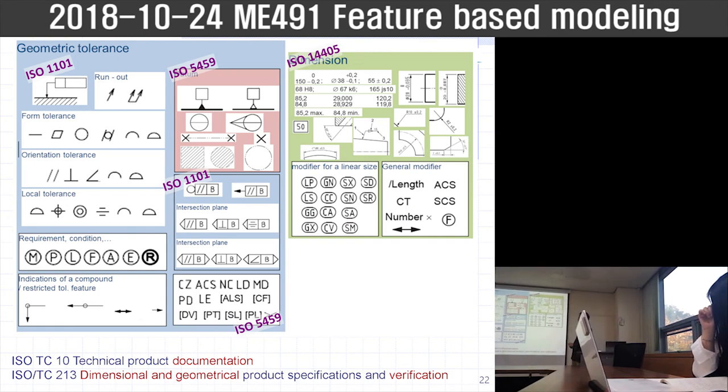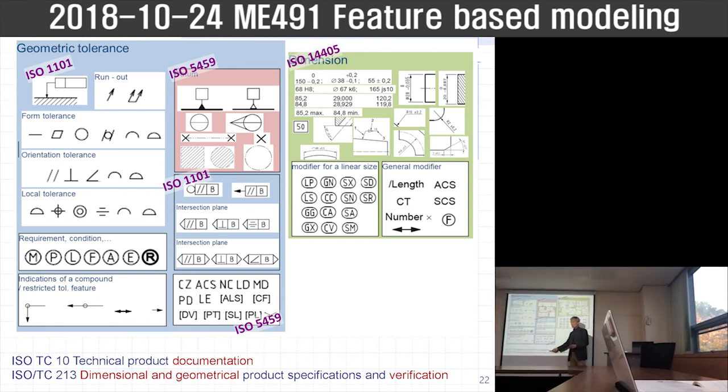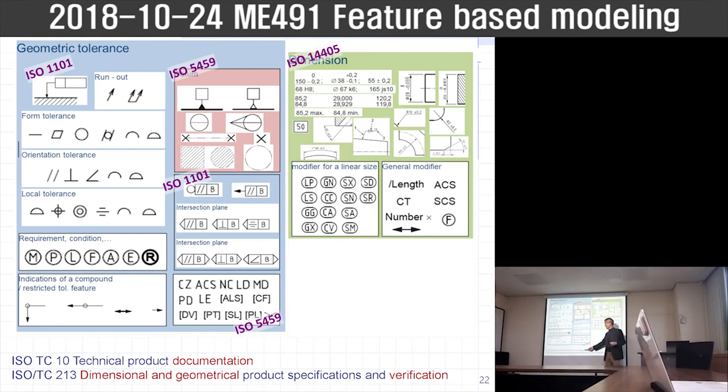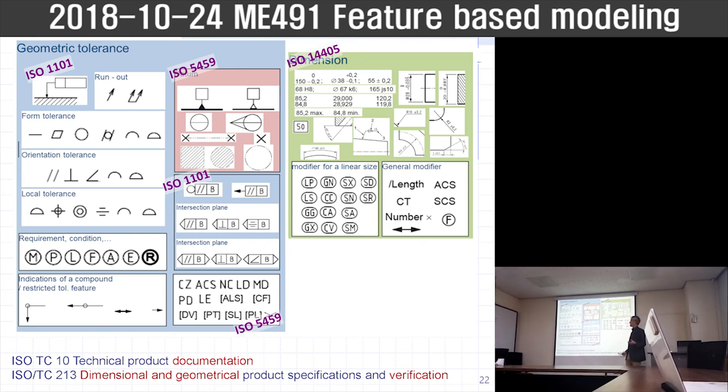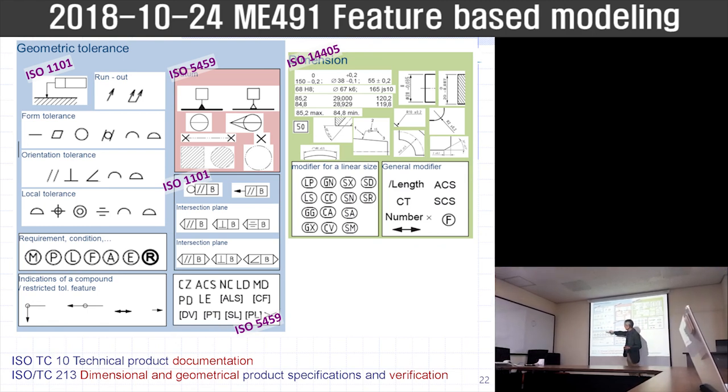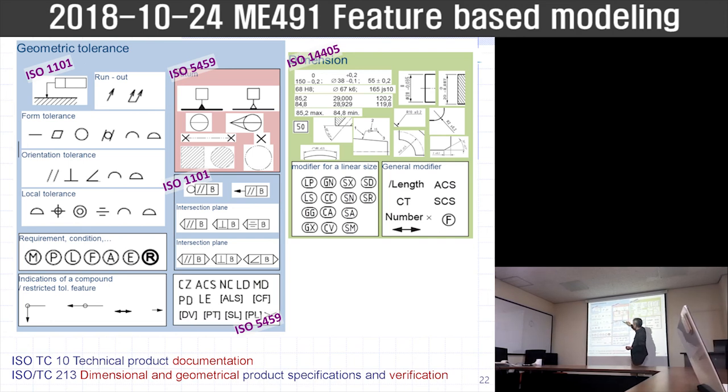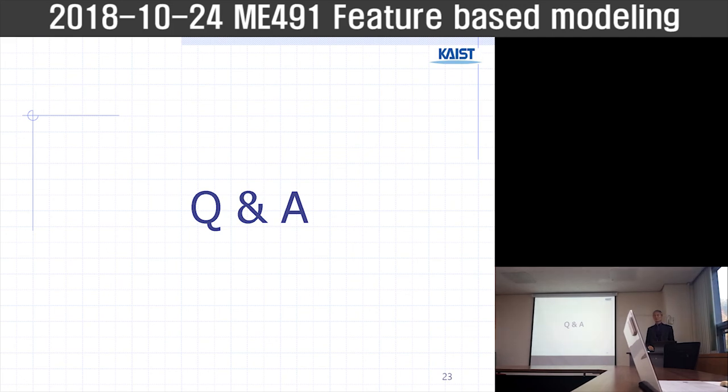and here are the international standards. ISO 1101 is only for drawings, but they have now increased their scope to documentation, not only drawings but also some written documentation. And this one is more specialized in three-dimensional dimensional and geometrical verification. Once they started with tolerance, but they also increased their scope, so they changed their name to be more general. Anyway, there are standard numbers for runout, form, orientation, location requirement, and datum, intersection, dimension, modification. Right.